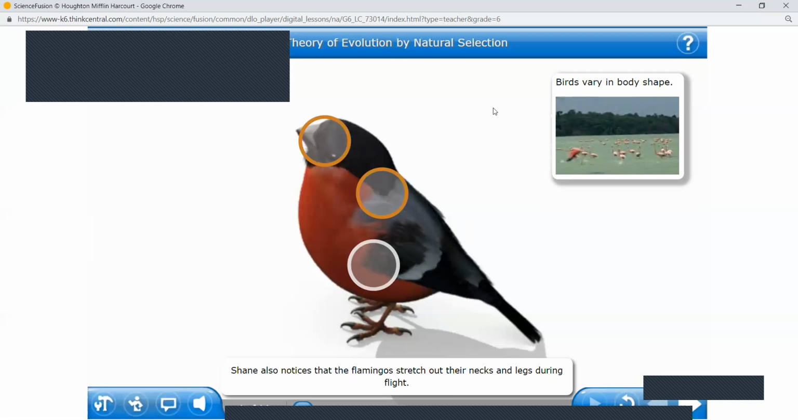Do you understand, girls? Why do they have long legs? And about their long necks? Long legs.